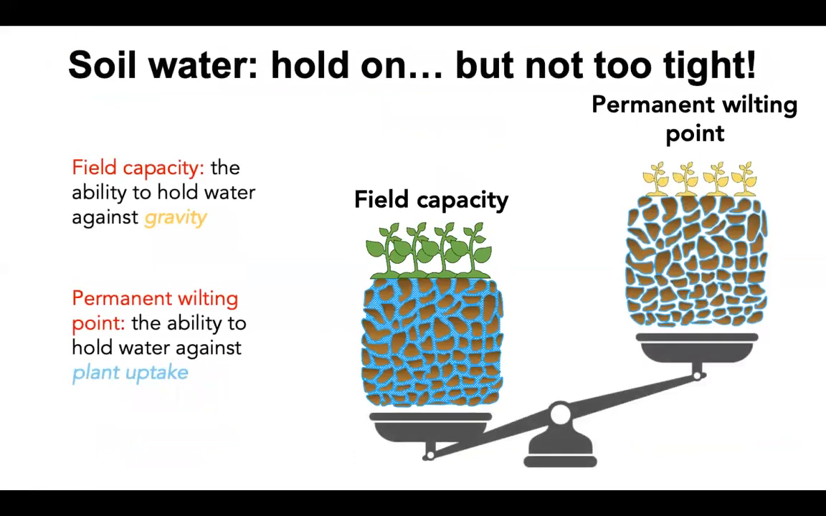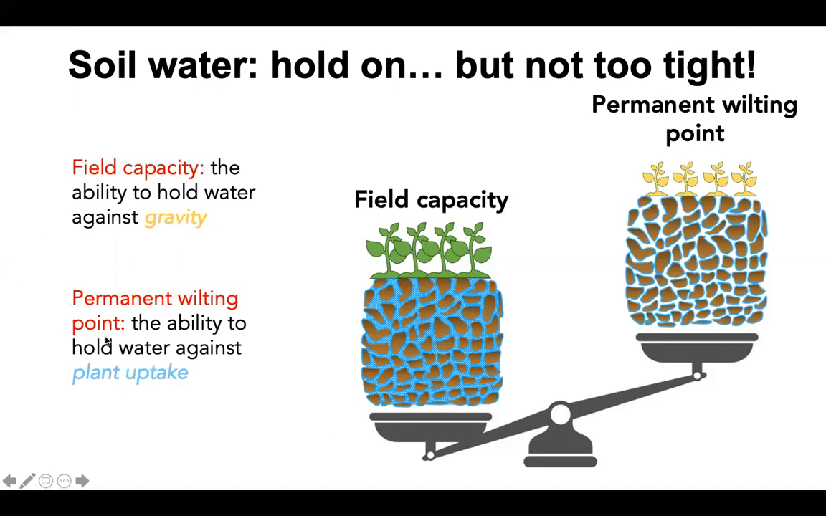So when we talk about a desirable characteristic of soils in terms of water capacity, we want the soils to hold on to water, but not too tight. And it's this balancing act between your field capacity and your permanent wilting point. Field capacity is the ability of the soil to hold water against gravity. This is, in absence of anything else, the maximum amount of water that a soil can hold.